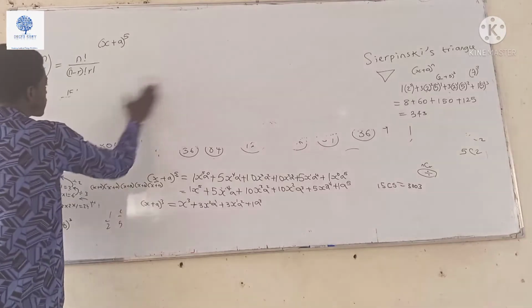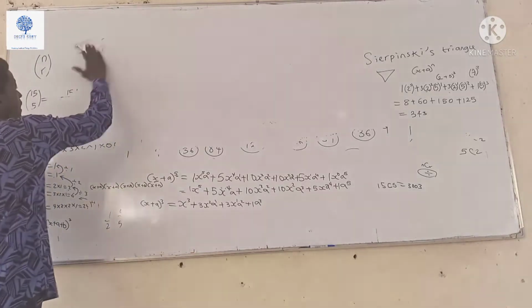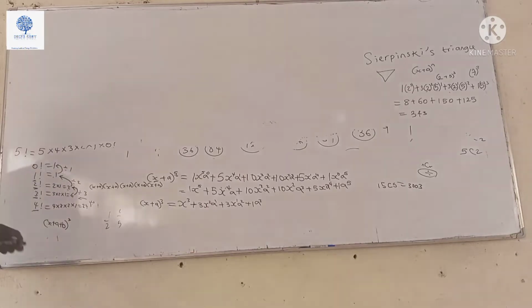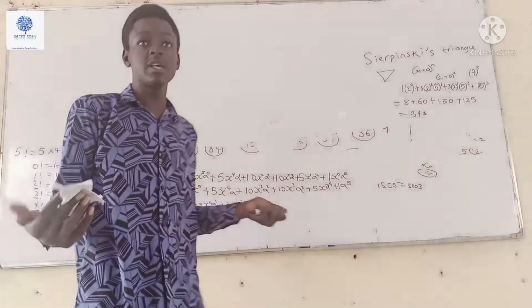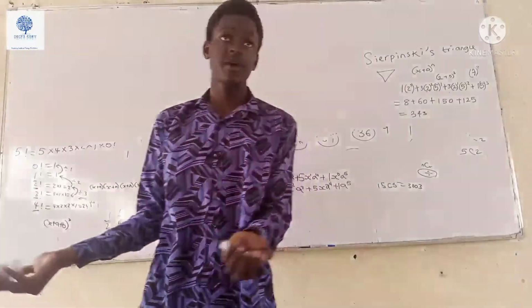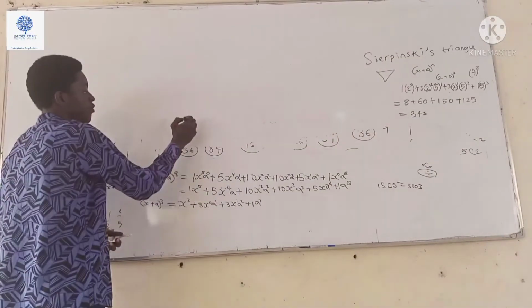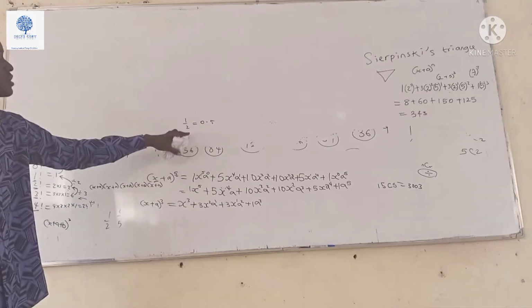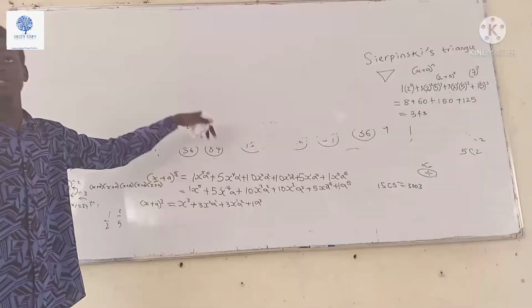How about if it's a decimal? If your power is a decimal, it's the same thing as if your power is a fraction. Fractions are numbers that could also be written in decimal form, right? 1 over 2 is the same thing as 0.5. So you could decide to put it in fraction or decimal.